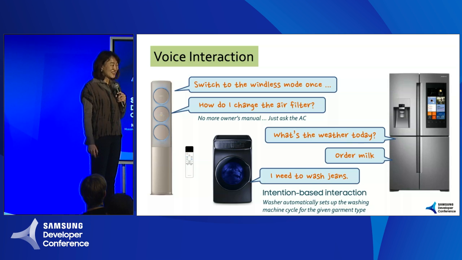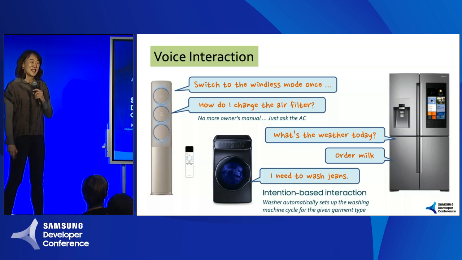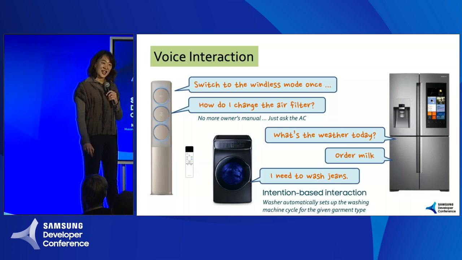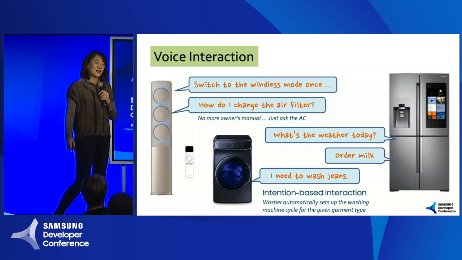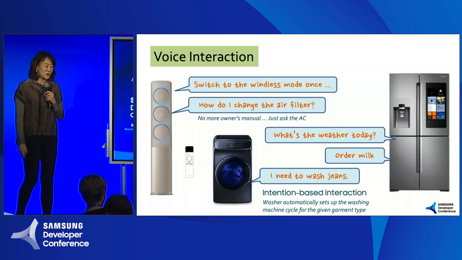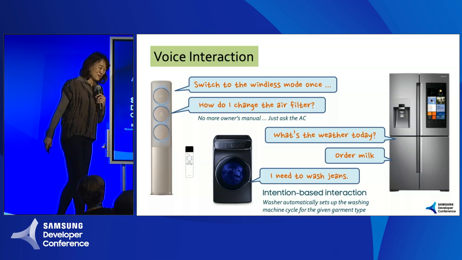Okay? Or the issue with the manual is that I always store it in a safe place, and I always forget where that safe place is. That's no longer an issue for Samsung appliances. You can just ask the appliance how to do certain things, like, how do I change the air filter? And it's going to give you the answer through voice, okay? And for Family Hub, you can also ask the weather and order milk, and then maybe Amazon will deliver it to your doorstep, okay?